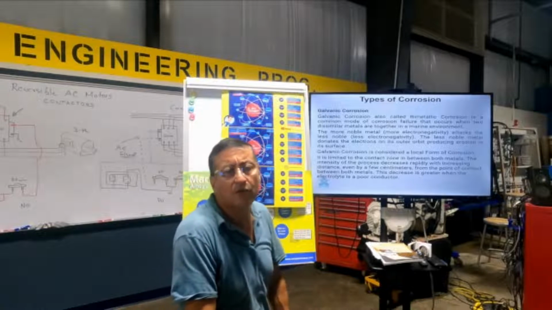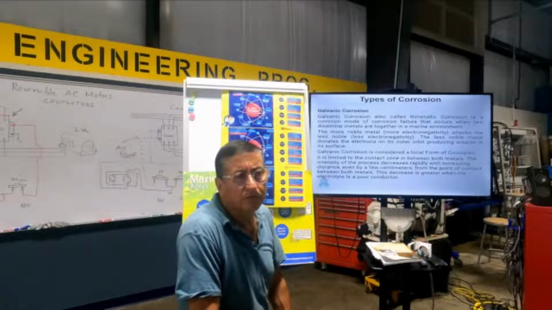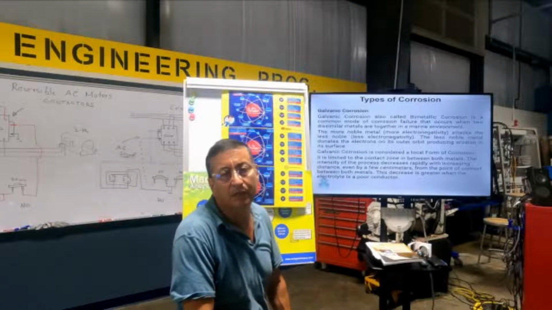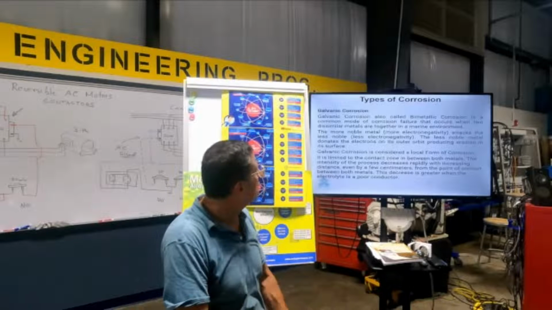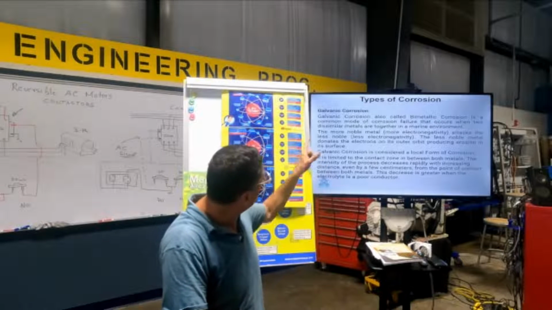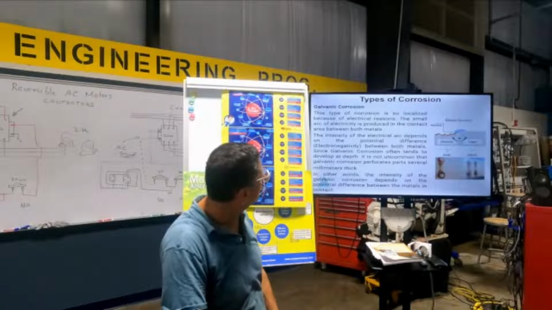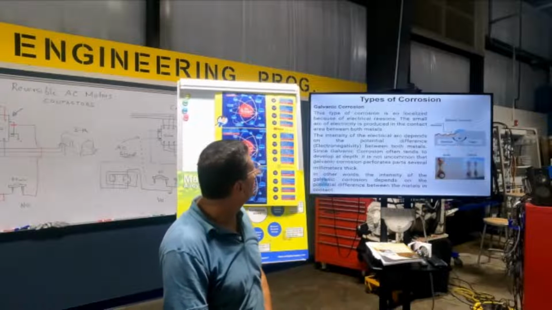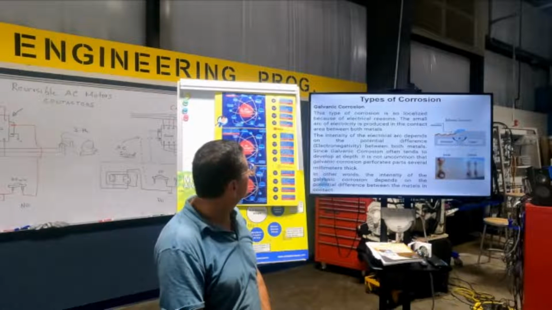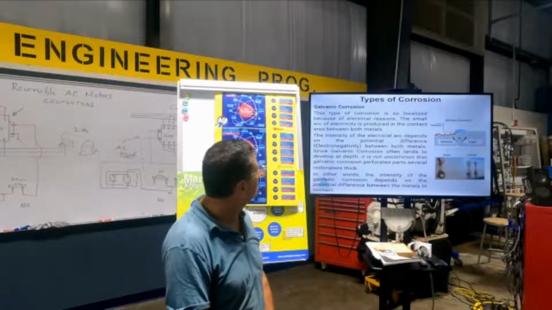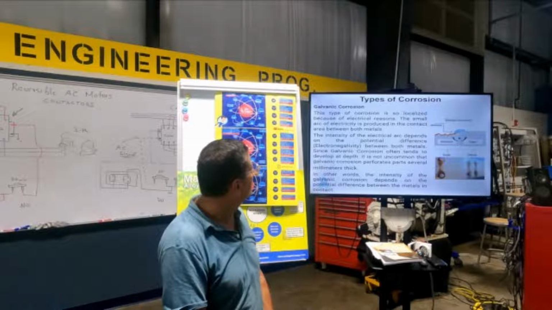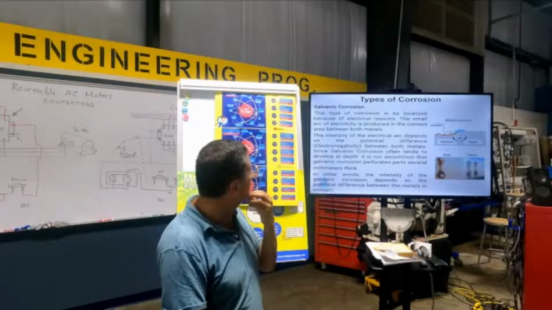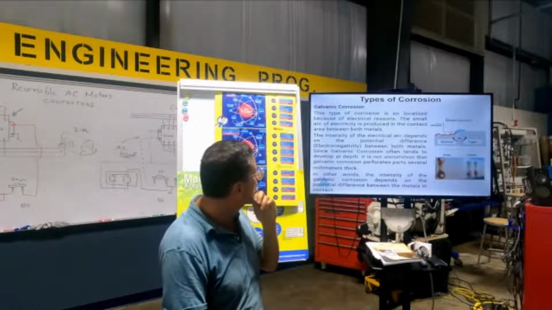Yeah, of course. If the electrolyte is salt water, it increases the phenomenon of corrosion. Later in this chapter, we are going to talk in more detail about galvanic corrosion. This type of corrosion is localized because of electrical reasons. A small arc of electricity is produced in the contact area between both metals. The intensity of the electrical arc depends on the potential difference, the electronegativity, between both metals.